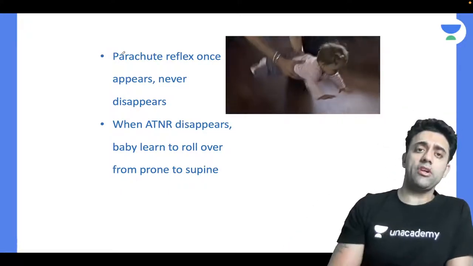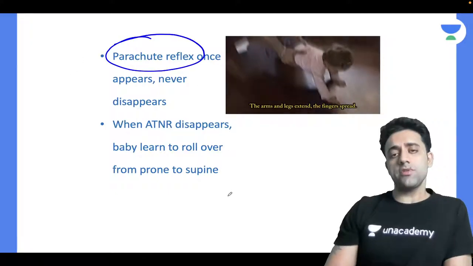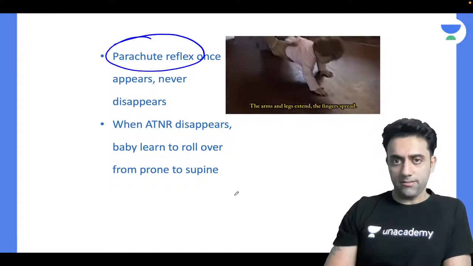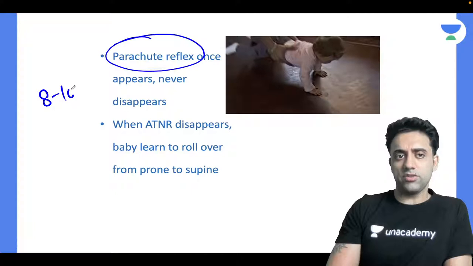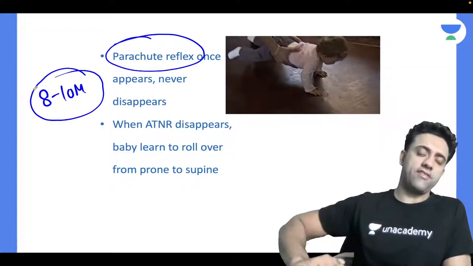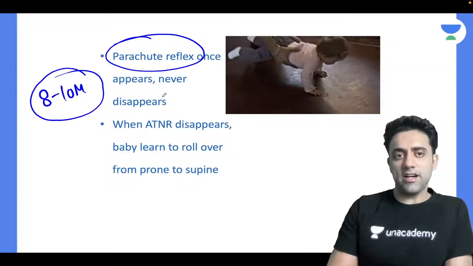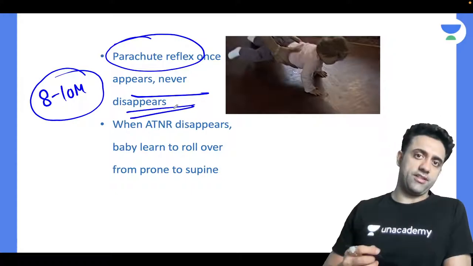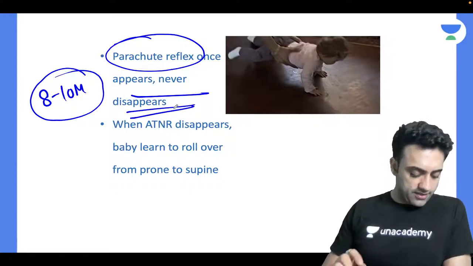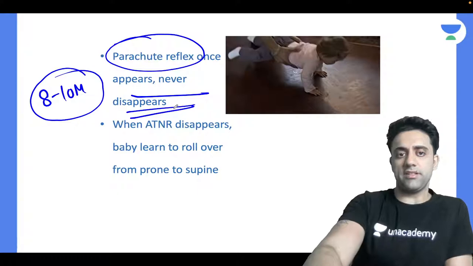Once you're putting the baby down, you're eliciting something known as the parachute reflex. Parachute reflex, number one. Around 8 to 10 months, some books say 9 months, the parachute reflex comes. And once this reflex appears, it never disappears. Parachute never disappears, that you should know.